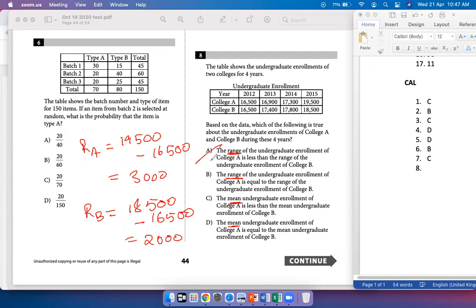So both A and B are wrong, because in A, I'm saying it is less, and in B, I'm saying it is equal. So range didn't help us. So let's work with the mean then.